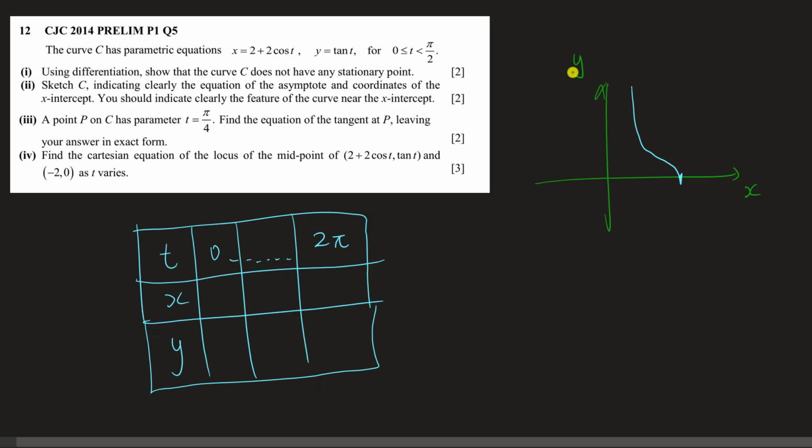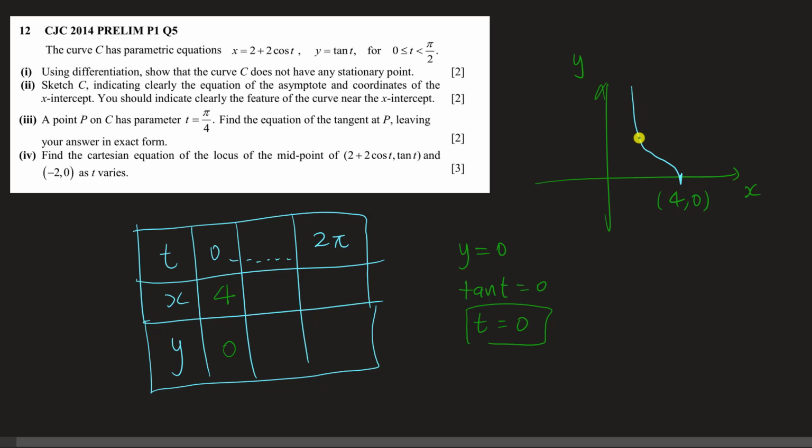you can calculate it. When you want to find the x-intercept, all you need to do is equate y equals to 0, right? Which is actually tangent t equals to 0, so t equals to 0. Using this, t equals to 0, y will be 0. Find out the x value. 2 plus 2 cosine 0 would give you 2 plus 2 times 1, which gives you 4. So in Cartesian coordinates, this will be (4, 0).